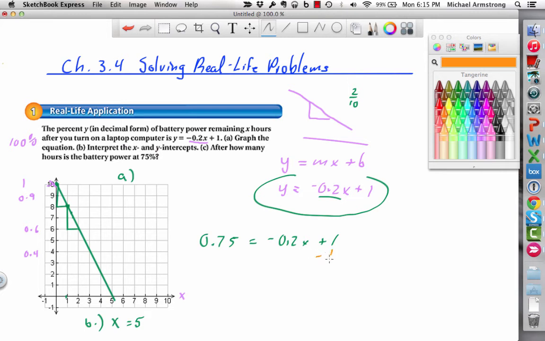So we're going to subtract 1 from both sides, which gives us 0 over here, but it gives us negative 0.25 is equal to negative 0.2x. And then you're going to divide both sides by negative 0.2. This is something that you're accustomed to doing. You don't have to use a calculator for this, but we are going to this time. We want to know what 25%, or 0.25, divided by 0.2 is. So we're just going to put in 0.25 divided by 0.2 on a calculator.